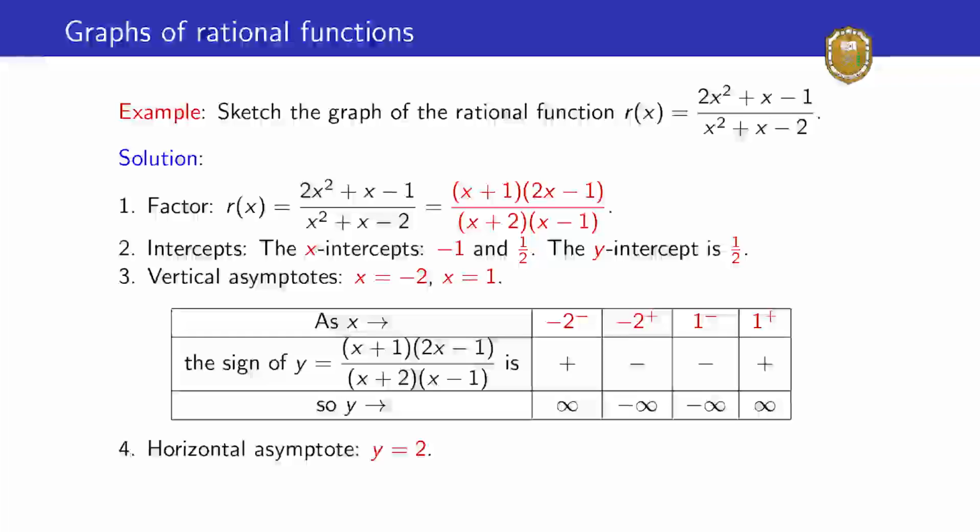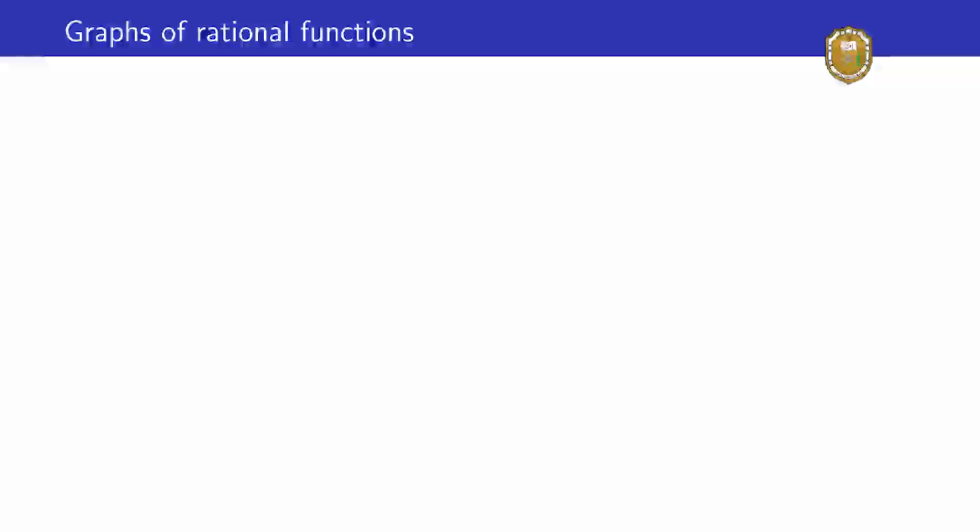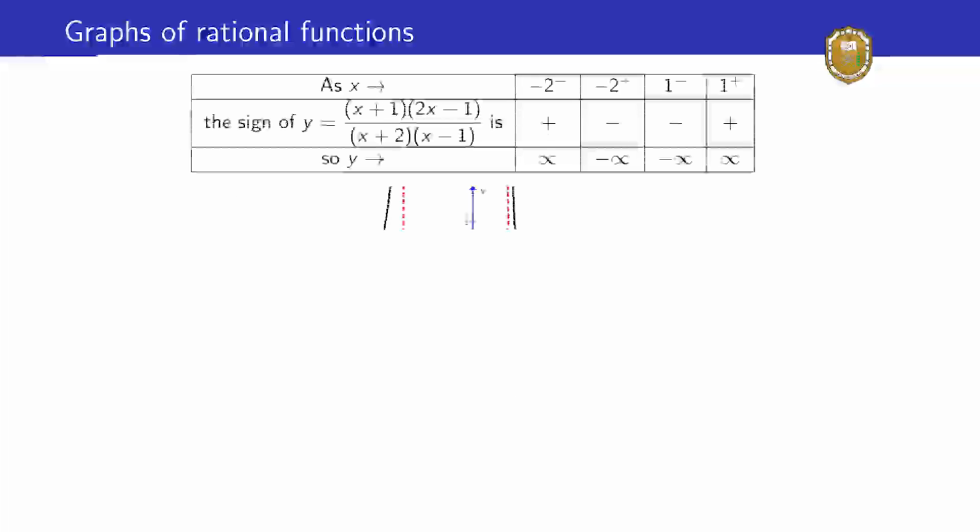The horizontal asymptote here is the line y = 2, because the numerator is a polynomial of degree 2, the denominator is a polynomial of degree 2, the leading coefficient of the numerator is 2, and the leading coefficient of the denominator is 1, so we divide 2 by 1 to get 2. The horizontal asymptote is the line y = 2. So with this information, you just sketch the graph of the function.